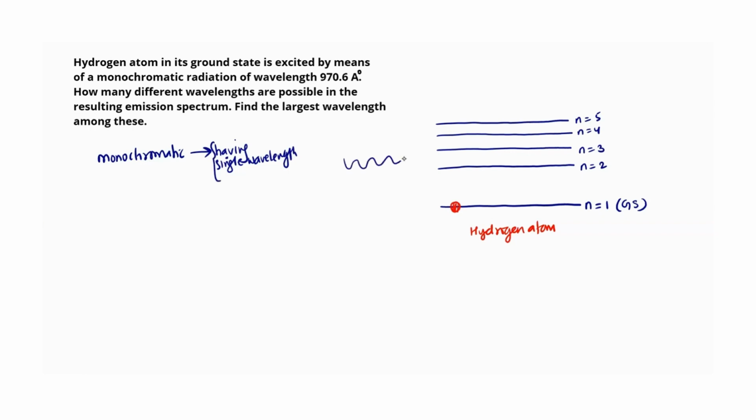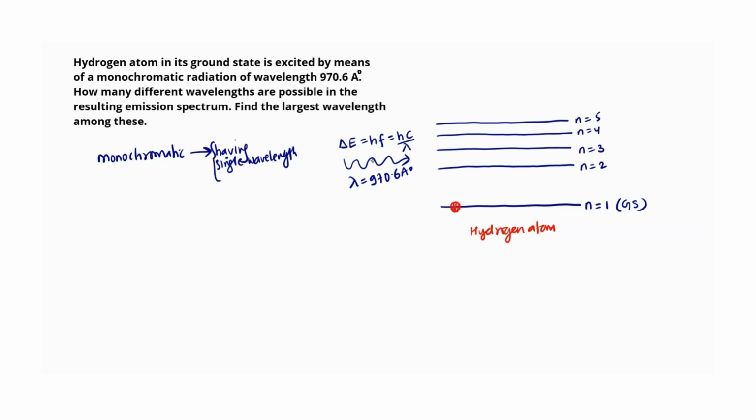So we have monochromatic radiation of wavelength 970.6 angstrom, and the energy of this monochromatic radiation is delta E, and we know this equals Planck's constant times frequency, and we can write it in this way also, h times c divided by lambda, where c is the speed of light. Clear?